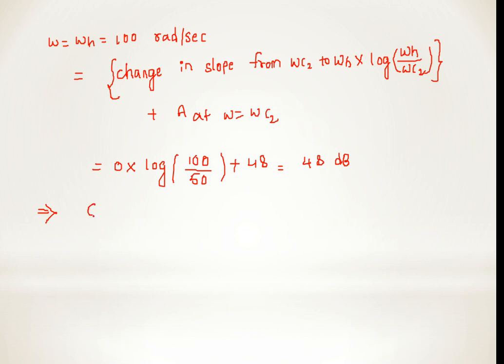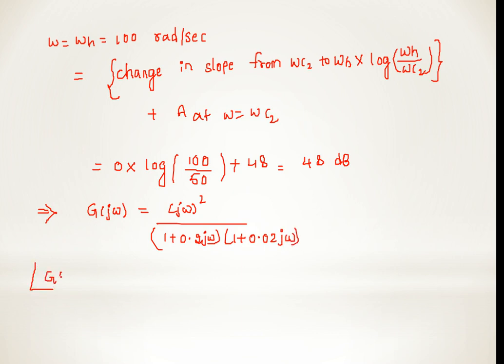The given transfer function G(j omega) equals (j omega) square over (1 plus 0.2 j omega) times (1 plus 0.02 j omega). So if you have two zeros, the phase will become plus 180. If you have one zero, the phase is 90 degrees.